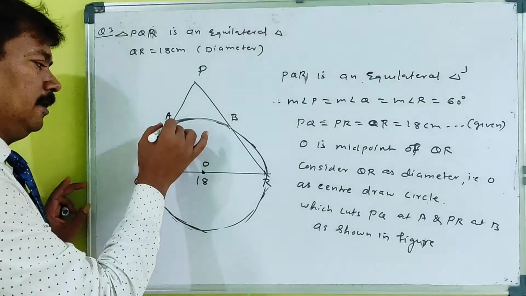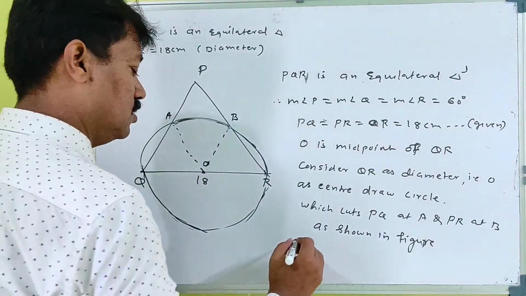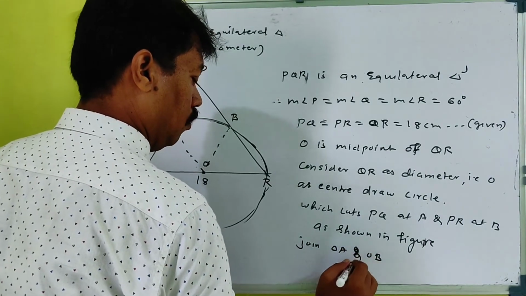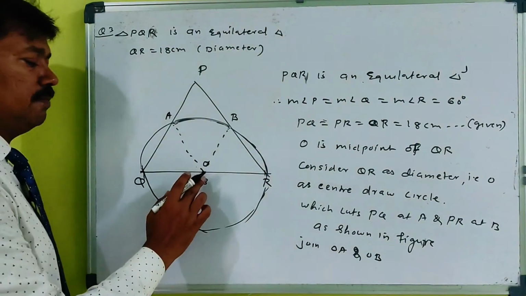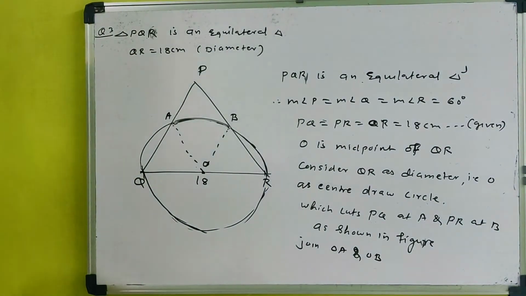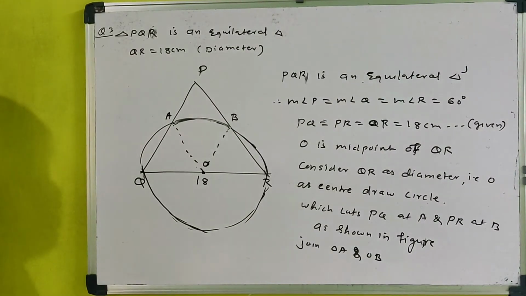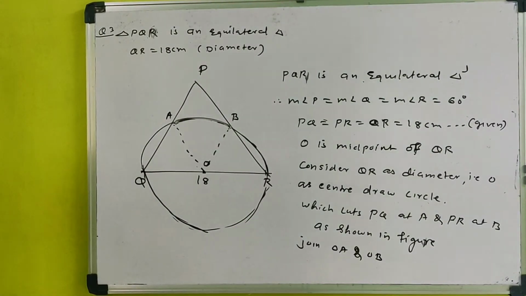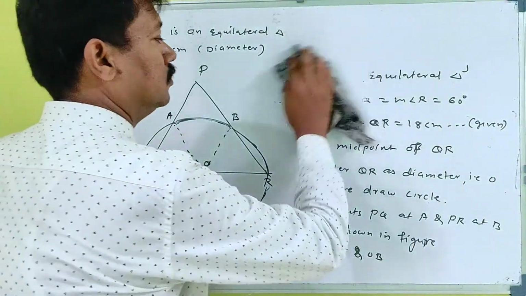तो now I am joining this here. This I am joining. So next is join OA and OB. So what is OA and OB? Because O is a midpoint, so OR is equal to OQ. OR is equal to OQ is equal to OA is equal to OB. That is nothing but the radius. बराबर. तो मैं इधर ये वाला पार्ट यहाँ से पार्ट कर देता हूँ.